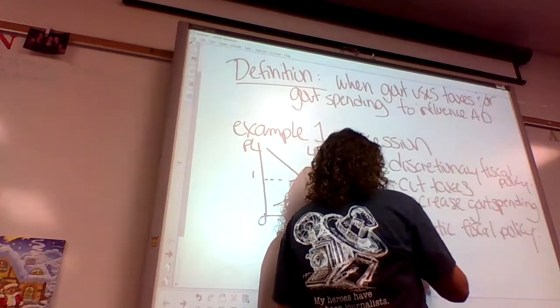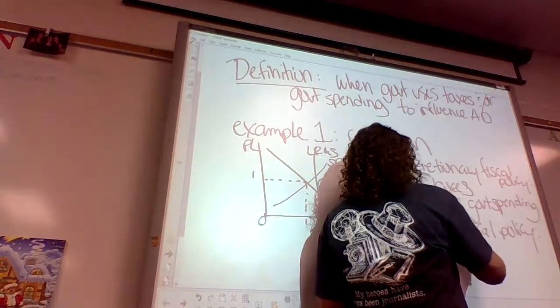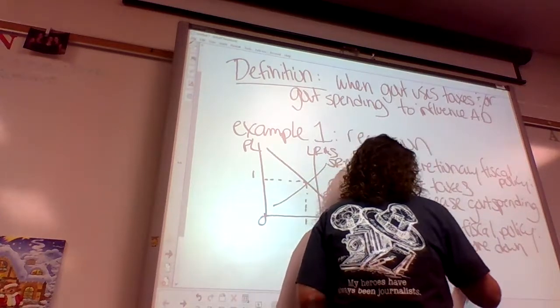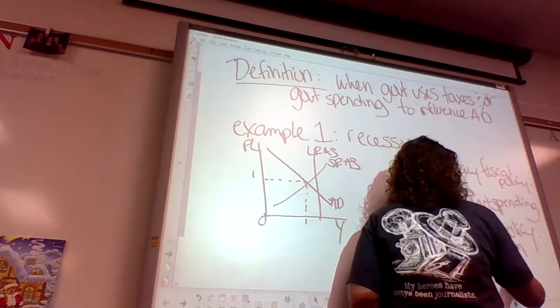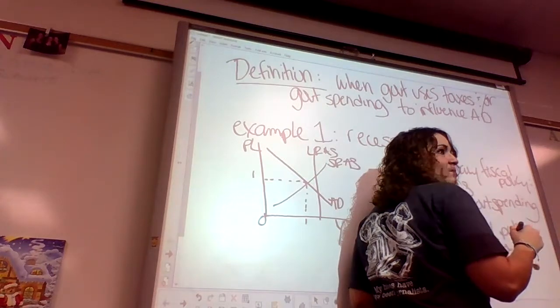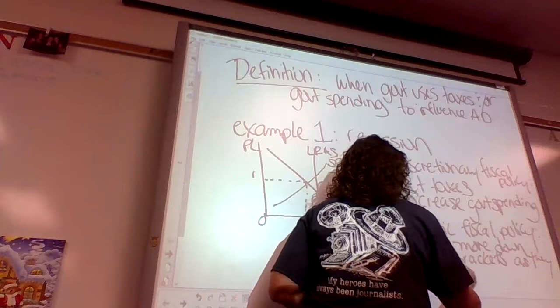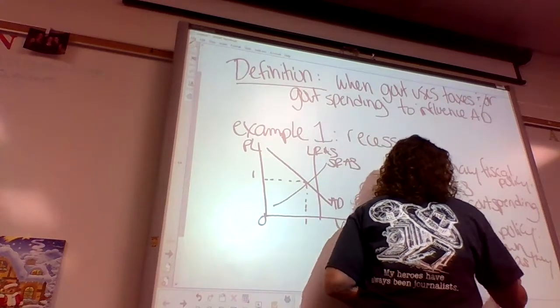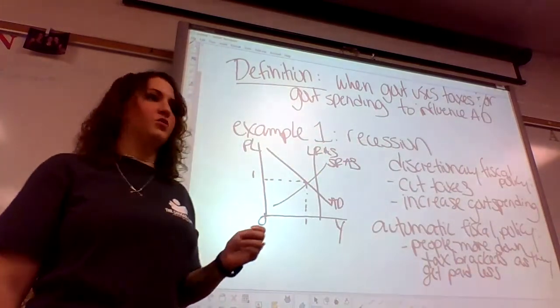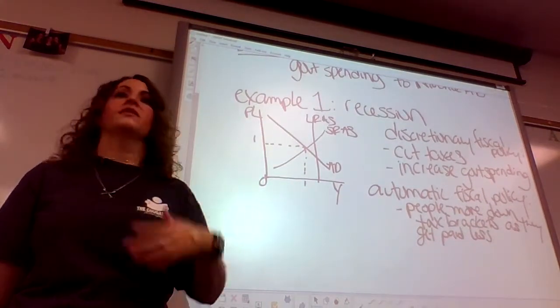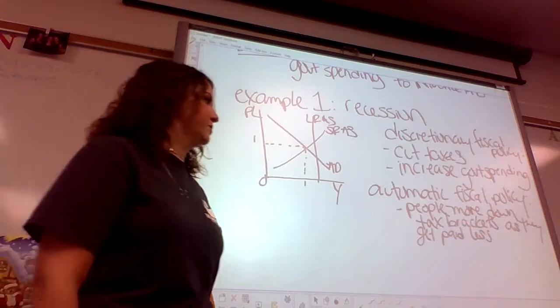So people move down tax brackets as they get paid less. Because remember, we have a progressive tax structure. The more money you make, the higher percentage of taxes you'll pay. The less money you make, the less money in taxes you'll pay.